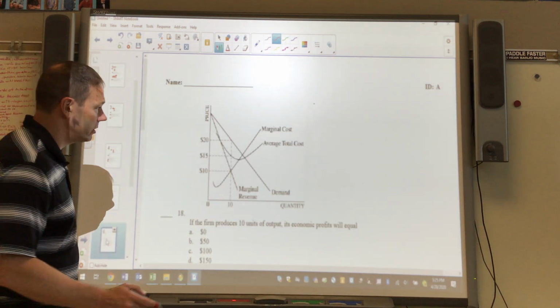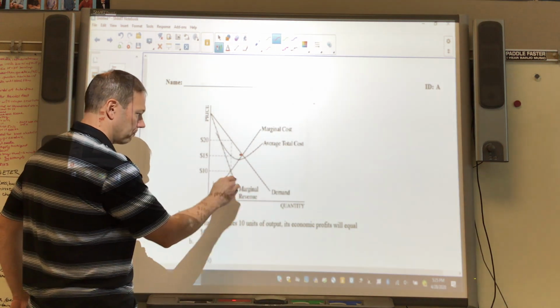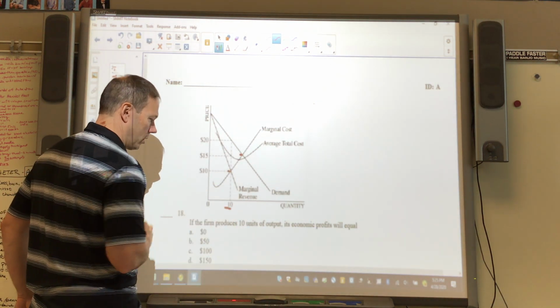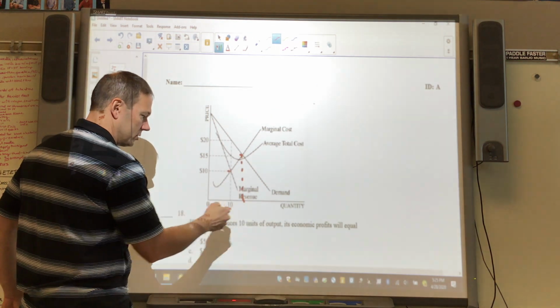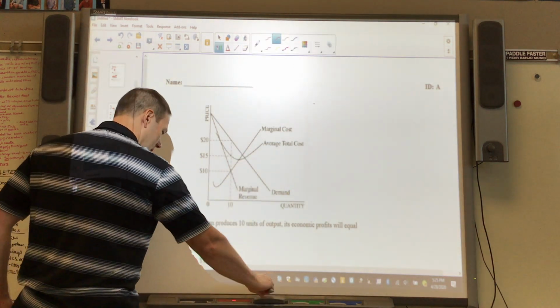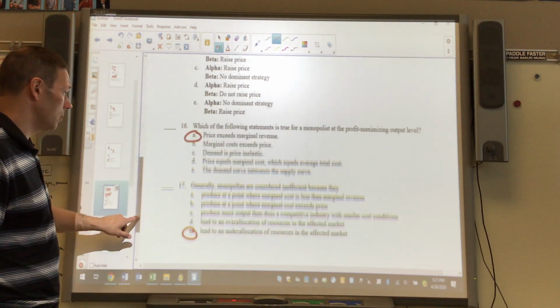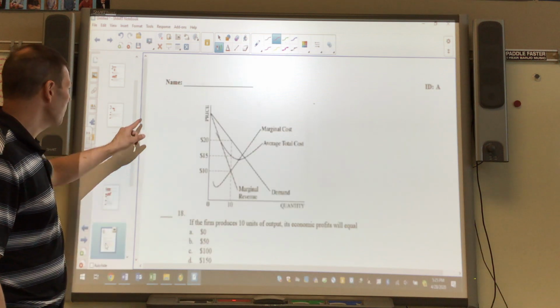And again, let me show you this. So like I said, if this was a perfect market, you produce right there. Monopolies, of course, only want to produce right here. Okay, so they're going to produce less than the market wants. So that's why that's the answer there. Again, just to reiterate, answer to number 17 was E.